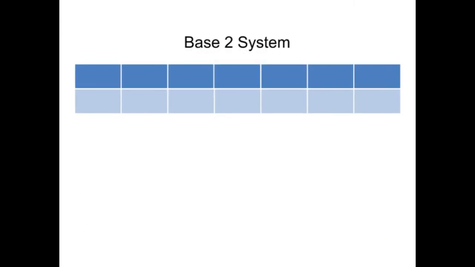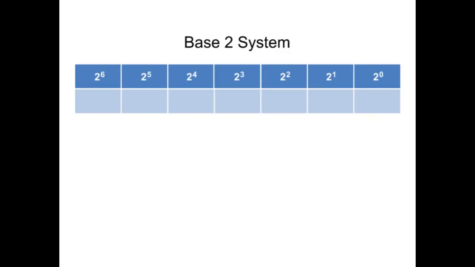Now let's consider place value in the base 2 system. Starting at the right, we have 2 to the 0 power, then 2 to the first power, then 2 to the second power, and so on. Thus, each multiplier to the left is 2 times the preceding number.